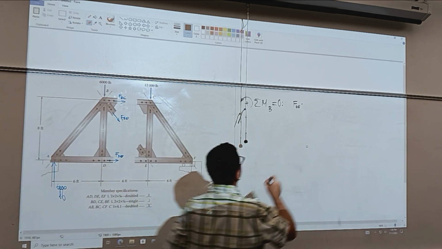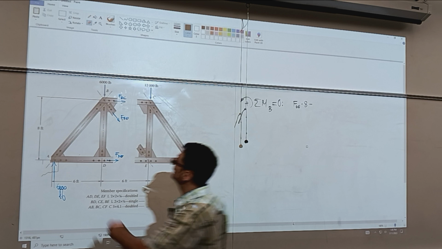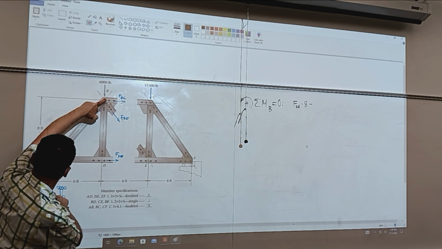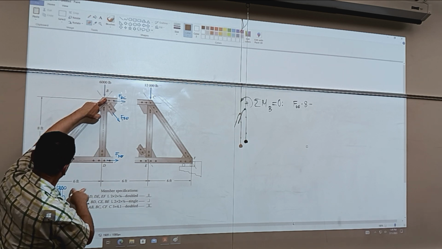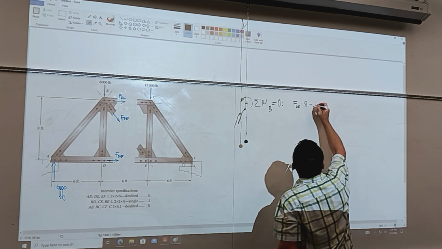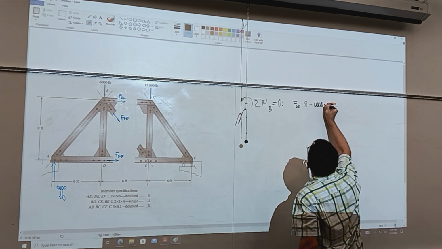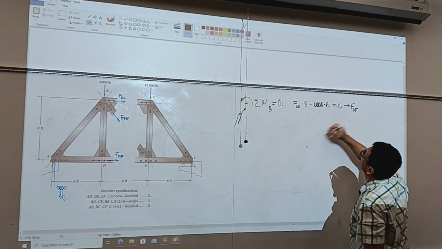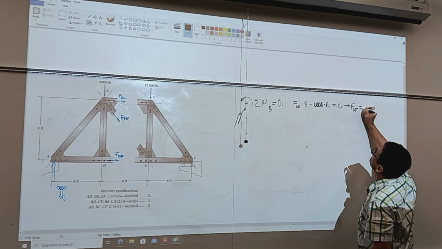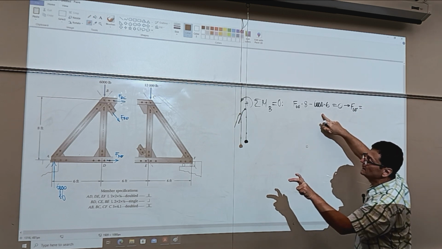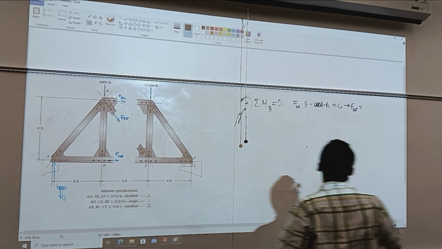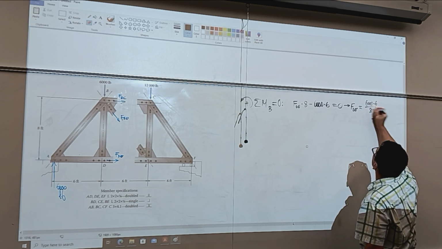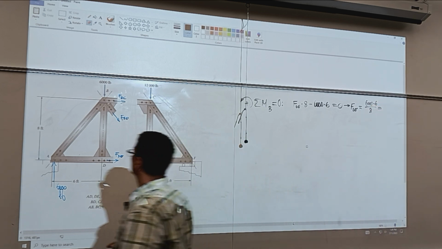It's 8 feet, times 8. And then I have the moment about B of the 6,000, the reaction at support A, which causes a negative moment, and that has an arm of 6. So negative 6,000 times 6 equals 0. So we can solve for FDE. And FDE gets positive, so it means that DE is in tension. So it's going to be 6,000 times 6 over 8. We can calculate.